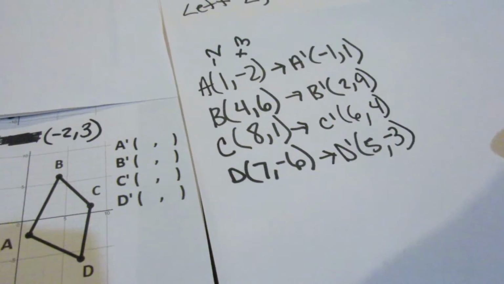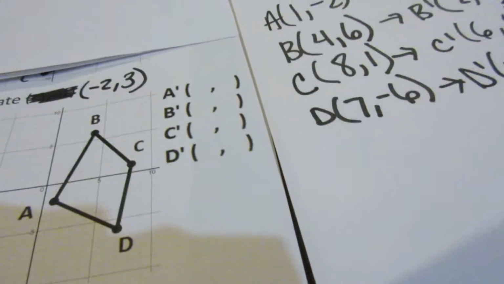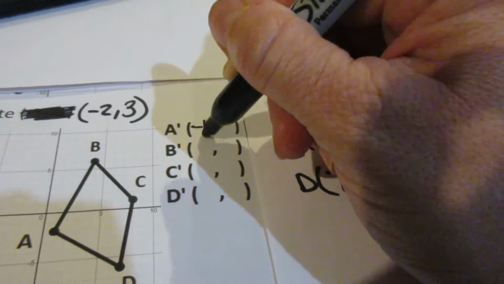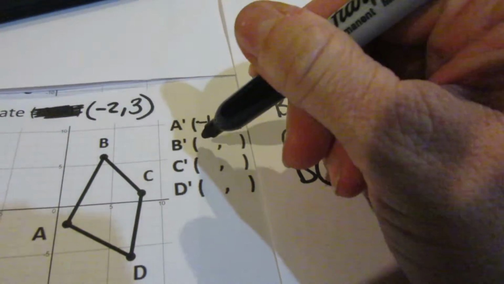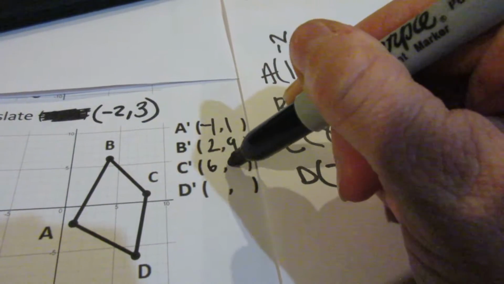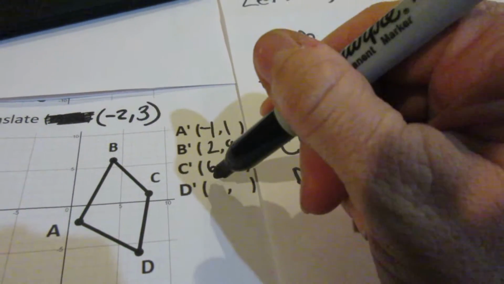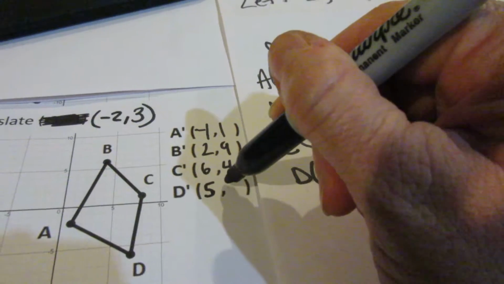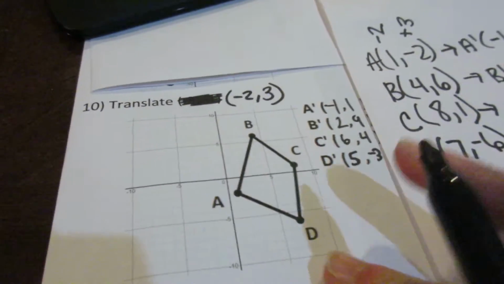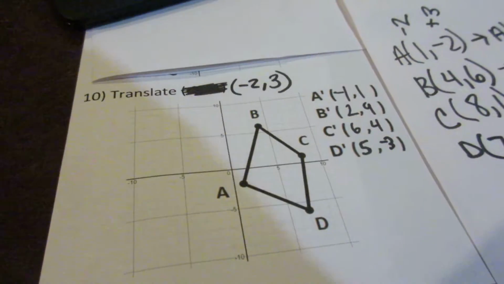Now that we have our answers, we can go over and put them on the space provided on the answer sheet. So A prime is -1, 1. B prime is 2, 9. C prime is 6, 4. And D prime is 5, -3. Alright, and our last step is to graph.